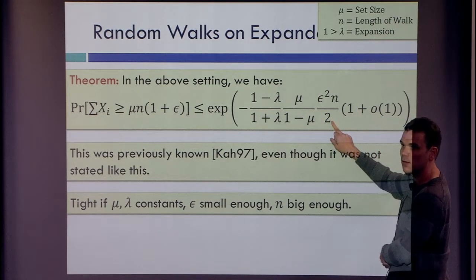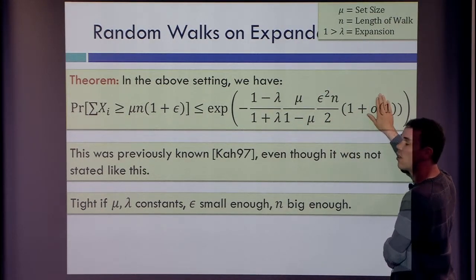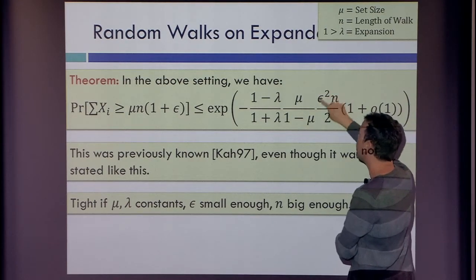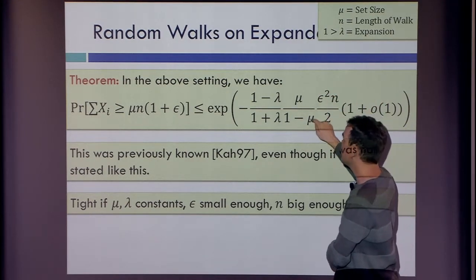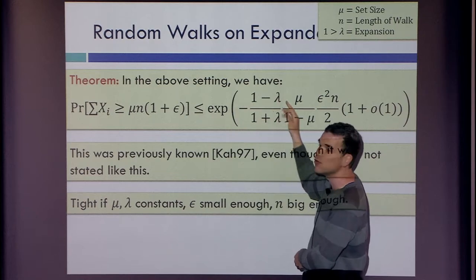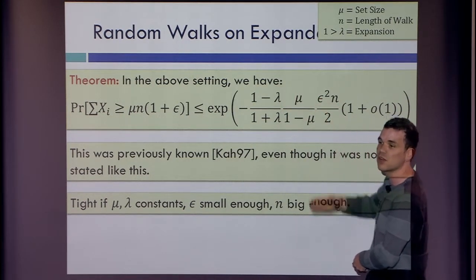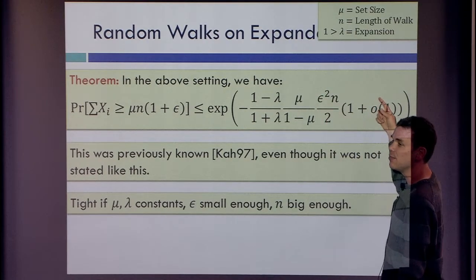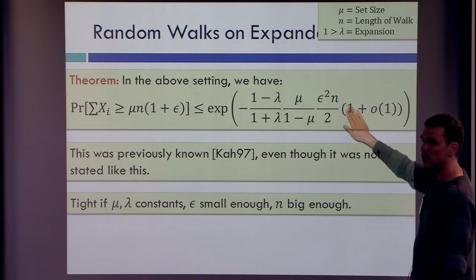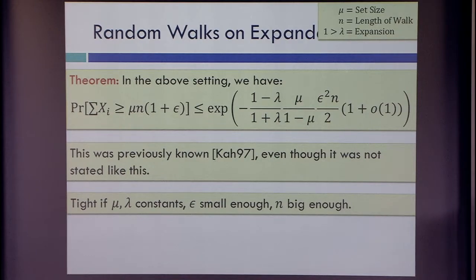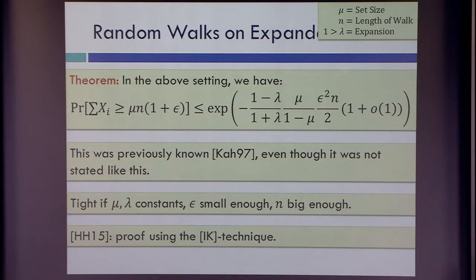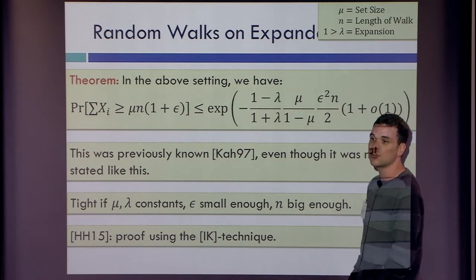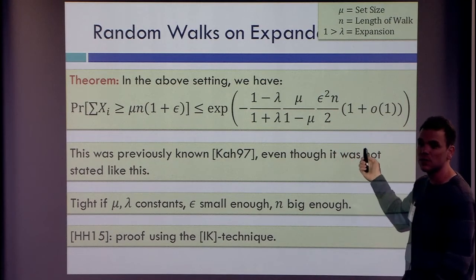There are other terms which are not important if epsilon goes to 0 faster than lambda and mu. If you think of lambda and mu as constants and you make epsilon very small and then n very big, then this is tight. And what we do here is use this Impagliazzo-Kabanets technique and show that indeed you can prove this using this technique.